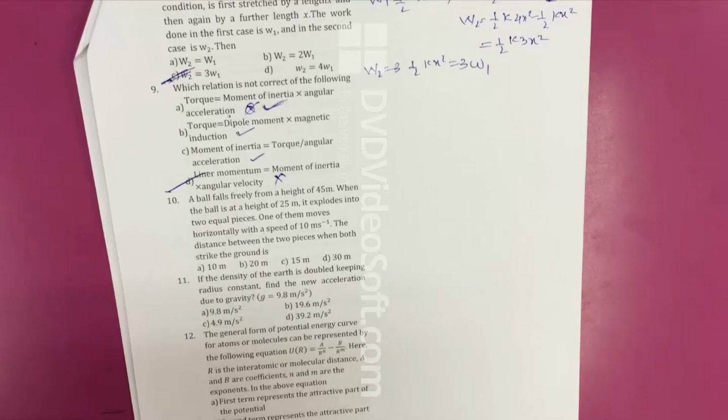Question 10. A ball falls freely from a height of 45 meters. When the ball is at a height of 25 meters, it explodes into two equal pieces. One of them moves horizontally with a speed of 10 meters per second. The distance between the two pieces when both strike the ground is.